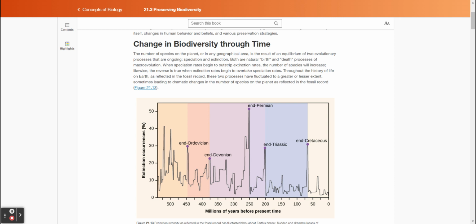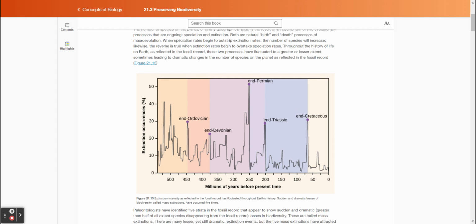When speciation rates begin to outstrip extinction rates, the number of species will increase. Likewise, the reverse is true when extinction rates begin to overtake speciation rates. Throughout the history of life on Earth, as reflected in the fossil record, these two processes have fluctuated to a greater or lesser extent, sometimes leading to dramatic changes in the number of species on the planet. Figure 21.13. Extinction intensity, as reflected in the fossil record, has fluctuated throughout Earth's history.